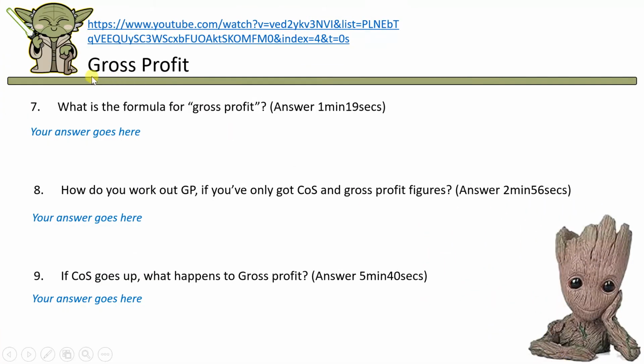We're now on the Yoda lesson, the gross profit. This is lesson 3, and you click the link and that'll get you to the video so that you can scoot along to those minute points and answer the next 3 questions for gross profit. Guess what? The COS abbreviation on questions 8 and 9 are actually talking about the last lesson, so you need to use your noodle to get to those answers.